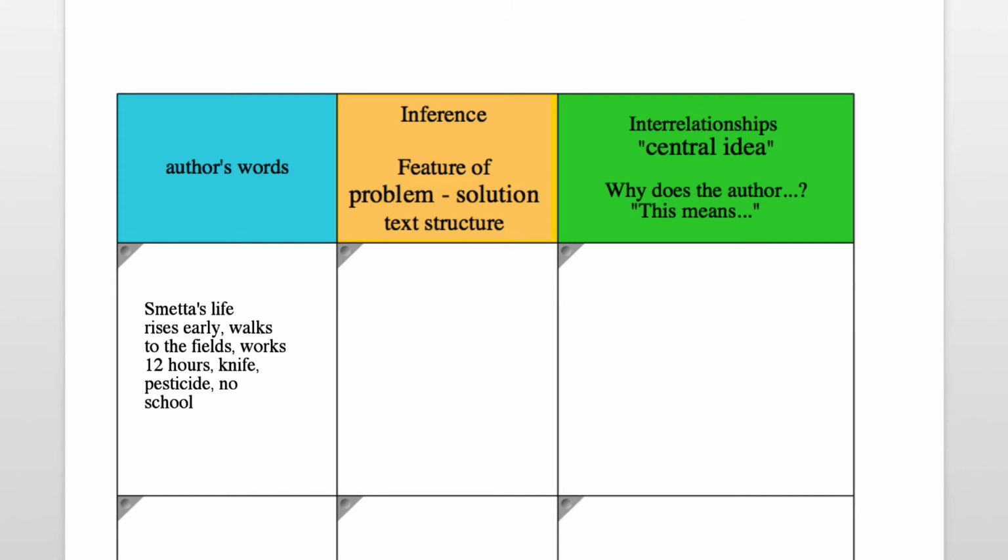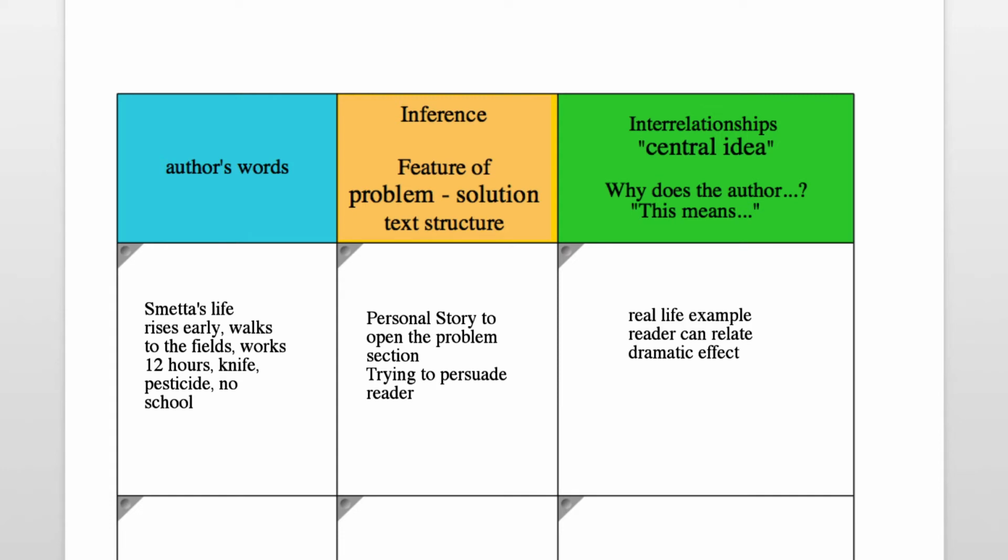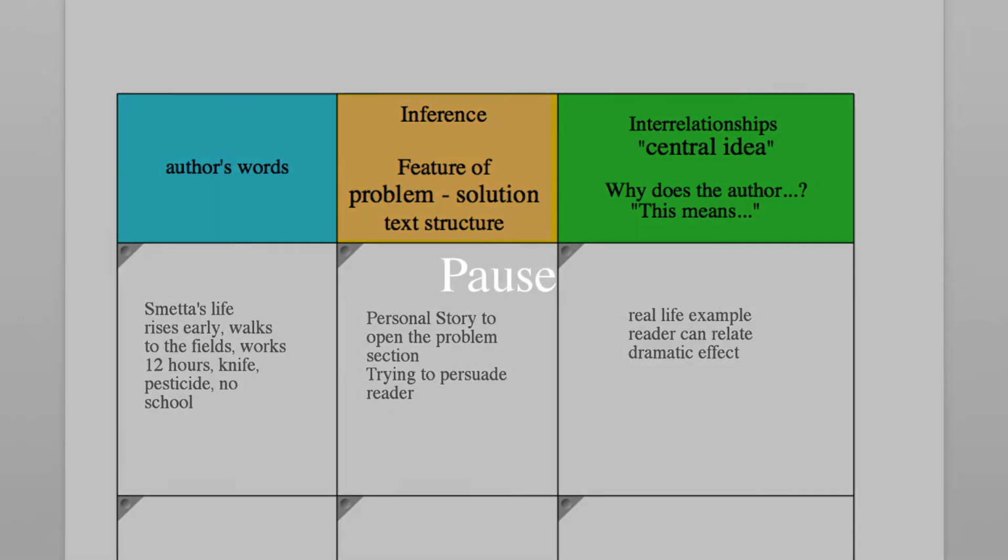For example, I want to use the text about Sameta. I know that this is a part of the text structure that is persuading the reader that there is a problem with child labor in the chocolate fields. Sameta's story is a real-life example that the reader can relate to for dramatic impact. It's not an abstract idea, but a real person suffering and struggling. You complete your graphic organizer.